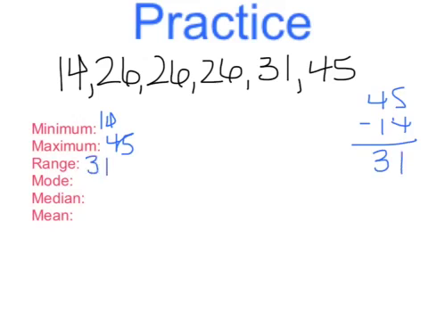The mode is the number that appears the most often, and you can see that there are 3 instances where the number 26 appears, so 26 is going to be our mode. The median is the middle number. In this set of data, there are 6 pieces of data, so we have to add the 2 middle numbers together and divide by 2 in order to figure out what the median is.